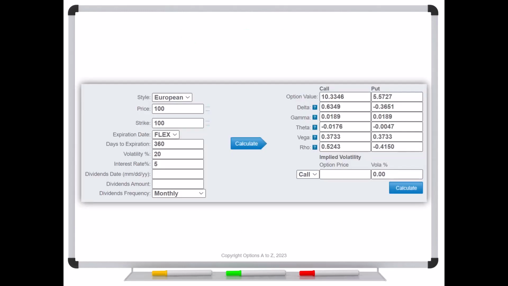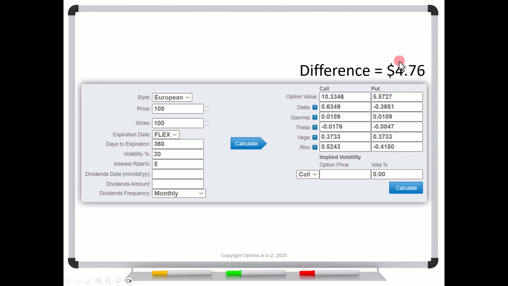So for example, let's go over to a pricing model. For the first example, we're going to say the stock is 100, the strike is 100, 360 days to expiration, 20% volatility, and interest rates of 5%. Notice the calculator is telling us the call would be worth about 10.33 and the put 5.57. Well, if we subtract these, the call price minus the put price, we get a difference of 4.76.